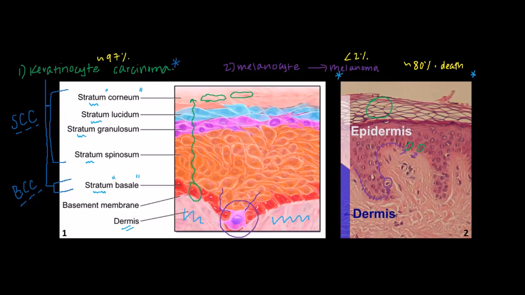which is that you might have noticed that 97% plus less than 2% does not equal 100%, and unfortunately it turns out there are other cell types in the skin that can give rise to skin cancer that we didn't get the chance to talk about. But the key takeaway again is that the most common types of skin cancer, the keratinocyte carcinomas and melanomas, arise from a keratinocyte and melanocyte respectively.